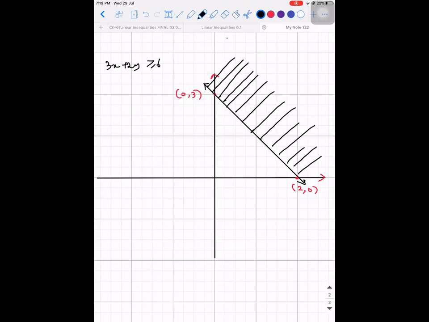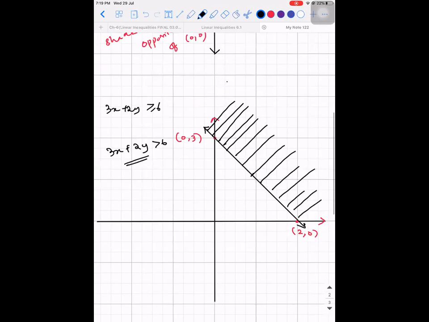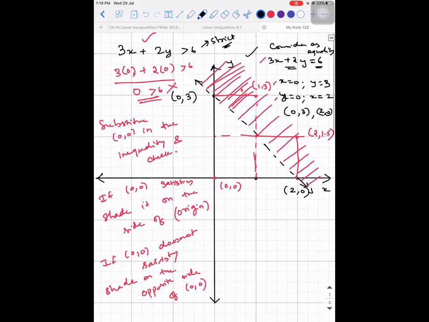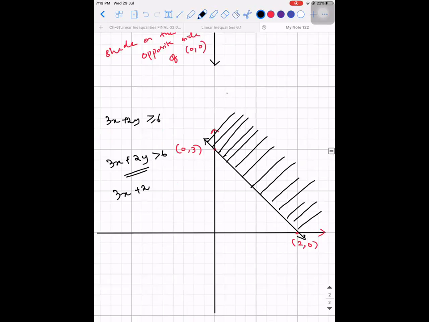Yes, sir. So here what is happening? Two conditions are satisfied. 2x plus 2y is greater than 6, this condition is getting satisfied, and 3x plus 2y is equal to 6 is also getting satisfied. Equal to 6 means every point on the line will also satisfy this inequality. That is why I'm drawing a continuous line.